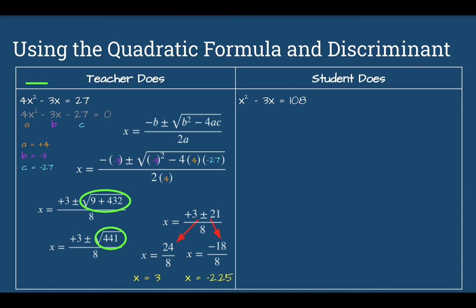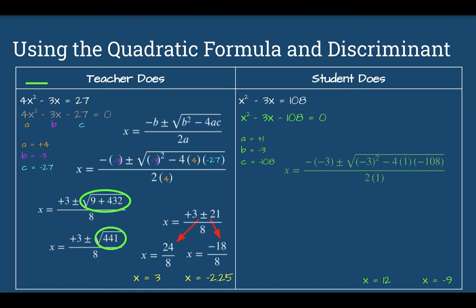Pause the video. Determine the solutions of this quadratic using the quadratic formula. Let's check. You should have got x is equal to 12 and x is equal to negative 9. Let's look at how to get that. So first, you should have subtracted 108 from both sides. That way it's in standard form, meaning a is equal to 1, b is negative 3, and c is equal to negative 108. Don't forget, there's a hidden 1 in front of x or x squared if it doesn't look like there's a number there.